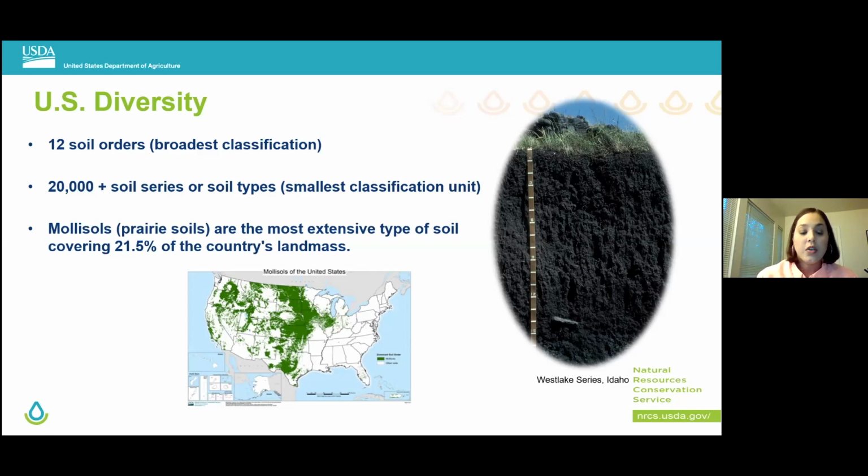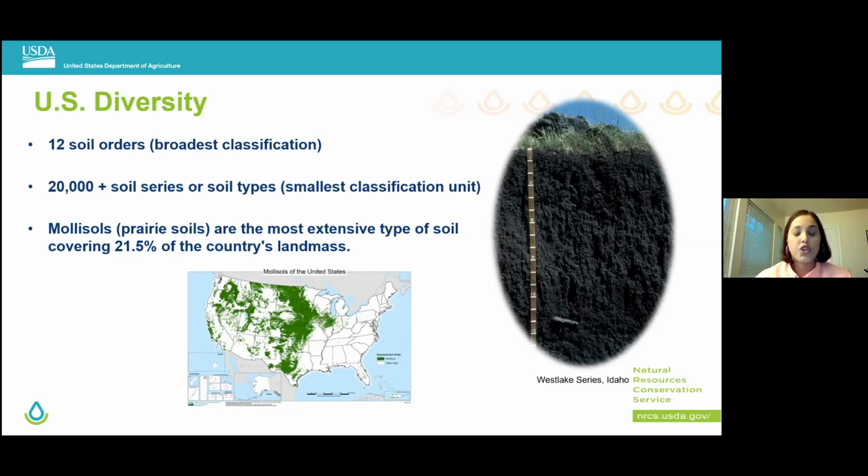So in the soil taxonomy system, we have 12 soil orders. And the order is the broadest classification. We do have other classifications in the system, but I'm just going to focus on the soil series because it's the smallest classification unit. It's like the different soil types, and we have identified more than 20,000 soil series in the United States. That is a lot of diversity.